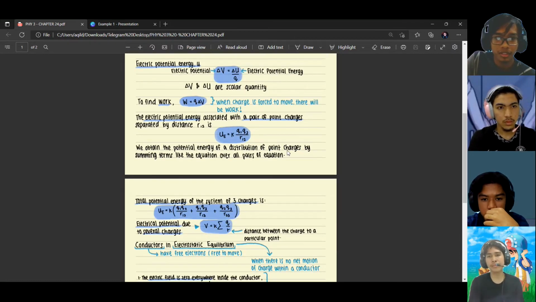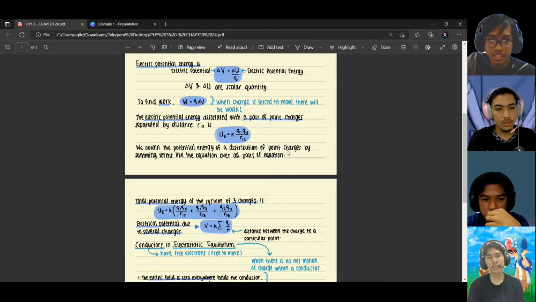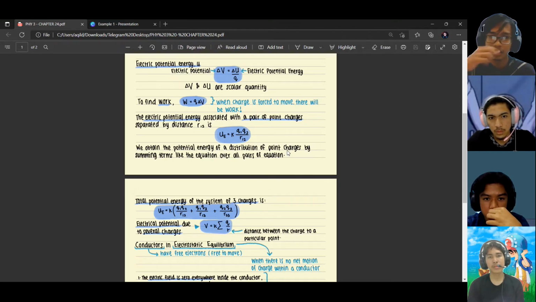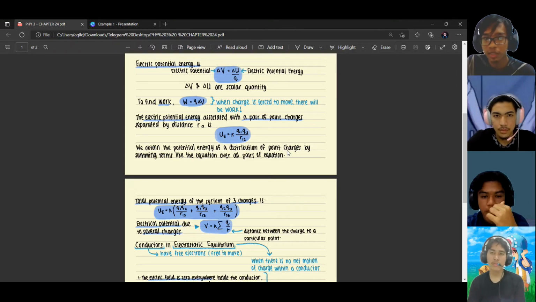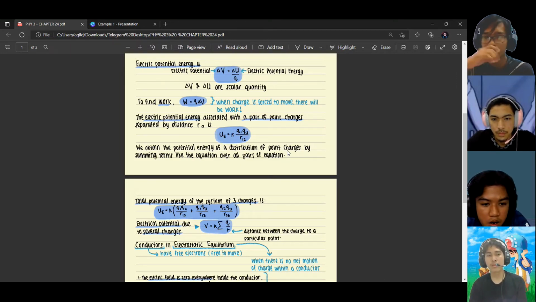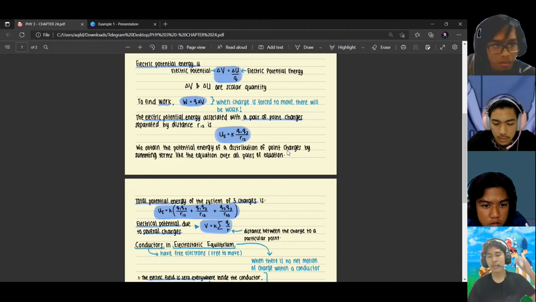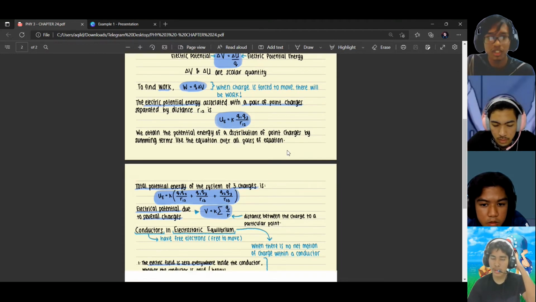The electric potential energy associated with a pair of point charges separated by distance r12 can be written as U_E equal to k, constant, q1 times q2 divided by r12. We obtain the potential energy of a distribution of point charges by summing terms like the equation over all pairs of charges.